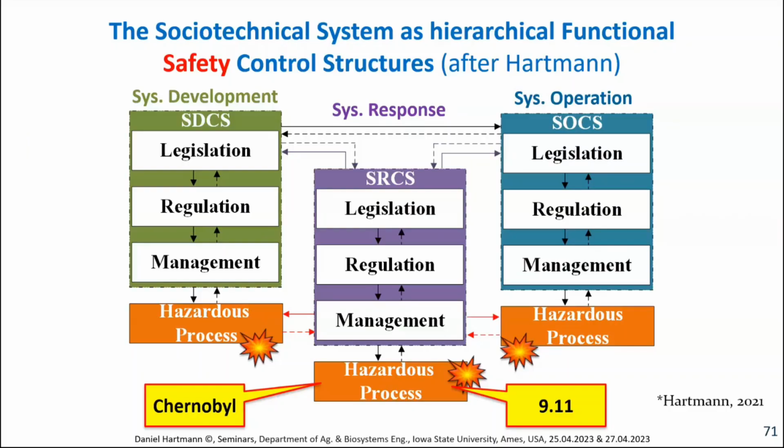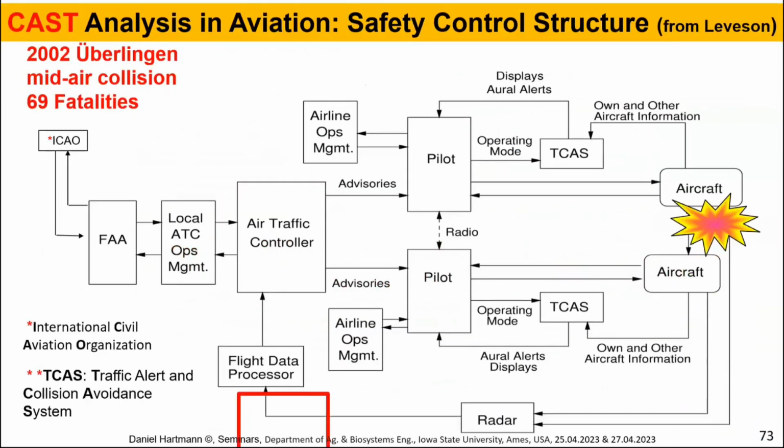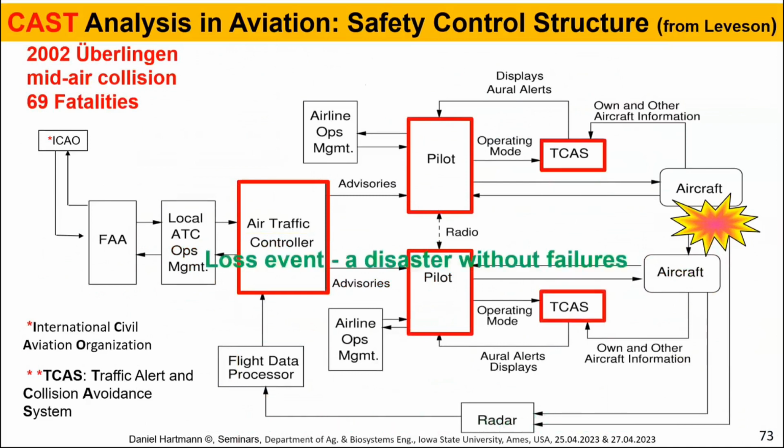The same happened in Chernobyl. In Chernobyl, most of the fatalities were during the efforts to respond to the catastrophe and not during the catastrophe. And therefore, in many cases, we need the third structure, the safety response control structure. And again, I will just finish with this. The rest will be for the next meeting.